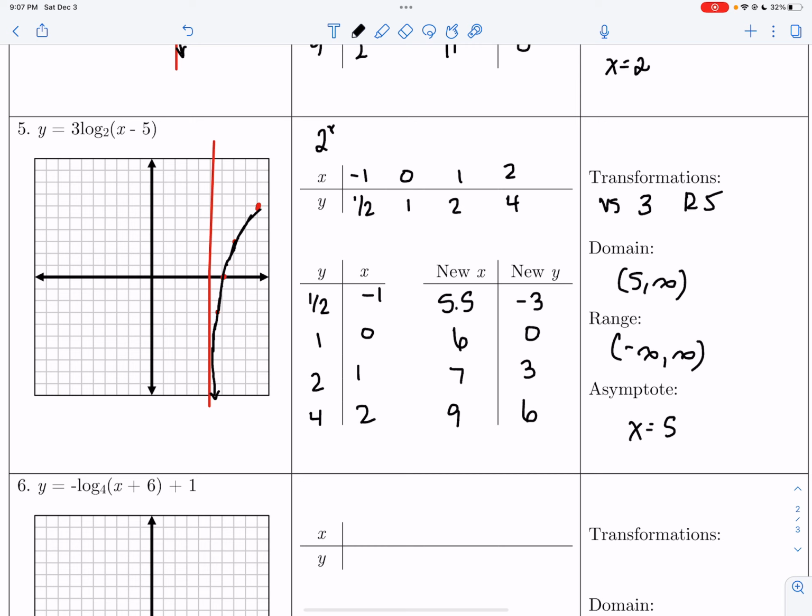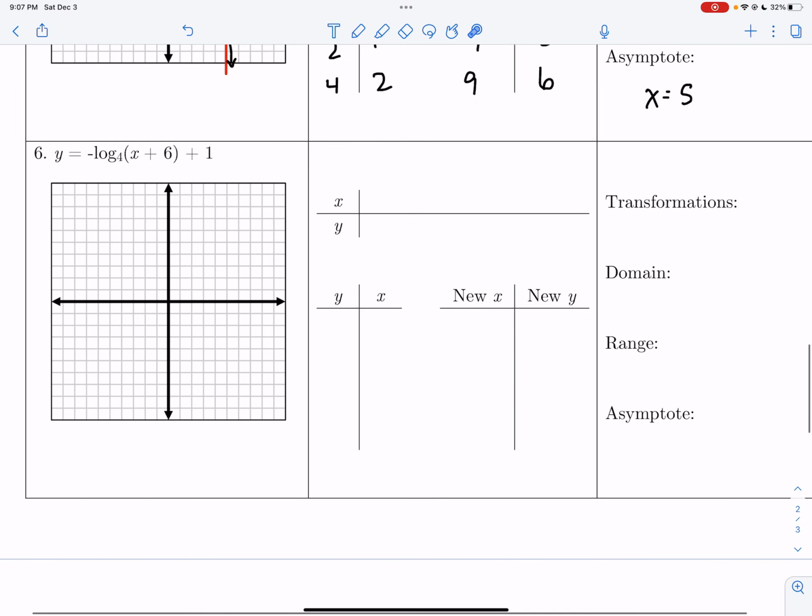On the test, you are going to be expected to give me at least 3 points. So these would be good. Number 6, I want you to try this on your own. Pause the video, try it by yourself, and then play it with my explanation.